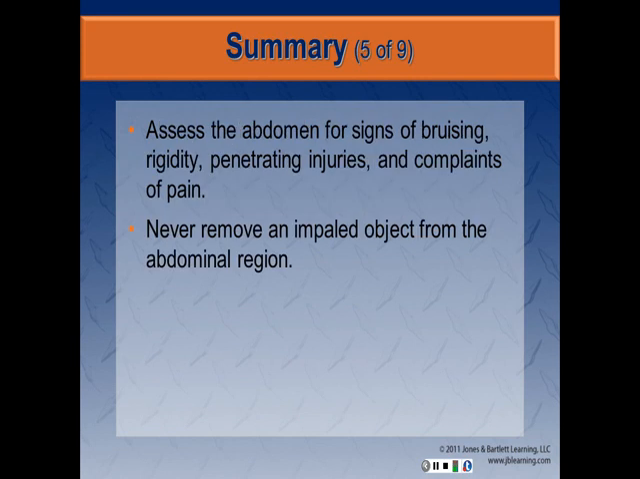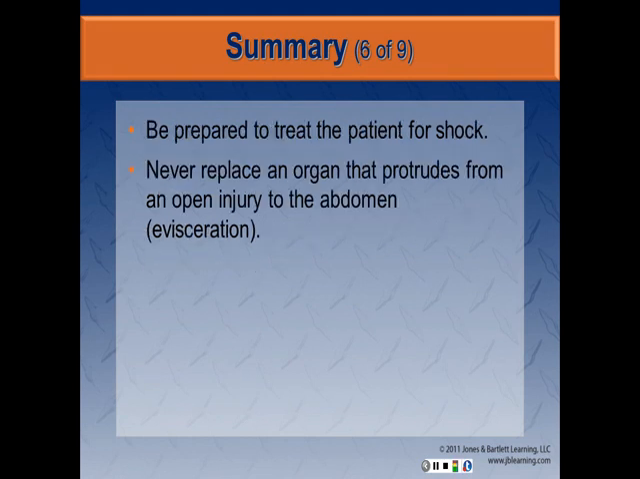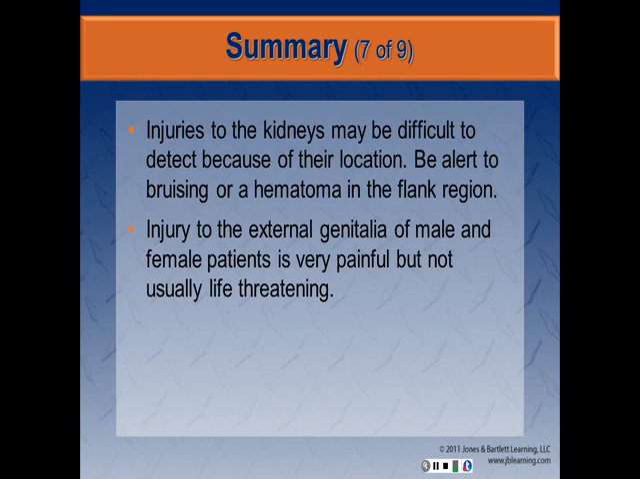Assess the abdomen for signs of bruising, rigidity, penetrating injuries, and pain, and never remove an impaled object from the abdominal region. Secure it in place with a large bulky dressing and provide prompt transport. Be prepared to treat the patient for shock. Place the patient in the modified shock position, keep them warm, and provide high-flow oxygen. Never replace an organ that protrudes from an open injury to the abdomen, such as an evisceration. Instead, keep the organ moist and warm. Cover the injury site with a large, sterile, moist, bulky dressing, or use an occlusive dressing.